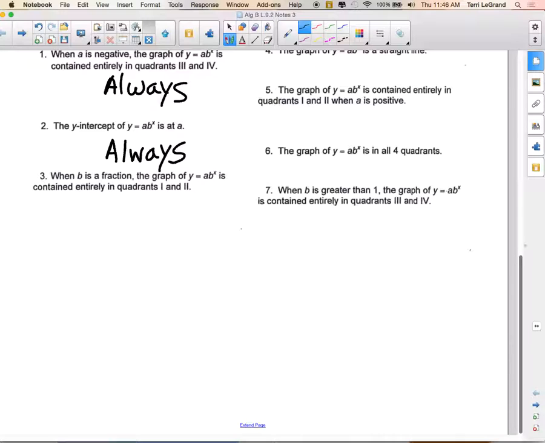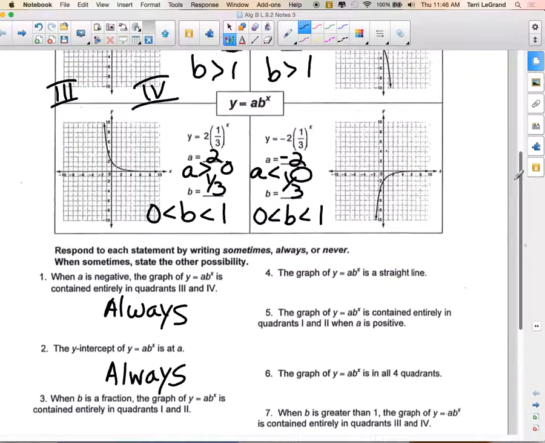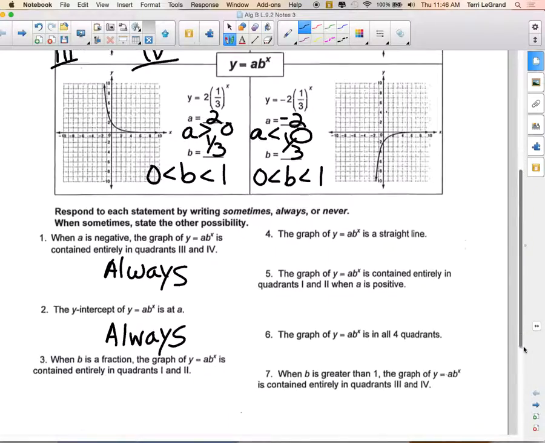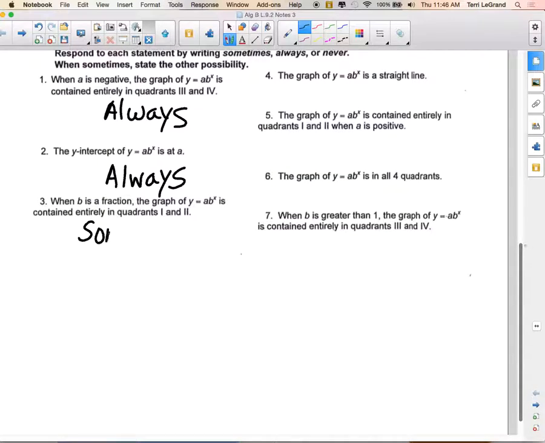Possibly. Okay, let's go look. When b was a fraction, here was a fraction here, here was a fraction here, yeah, it's contained entirely in quadrants 1 and 2. But then the one that was negative 2, and the one that was positive. So we can't say always for this one. Possibly. We can't say never. We have to say sometimes. And so we would state the other possibility. So it is when a is what? Positive. When a is greater than 0.